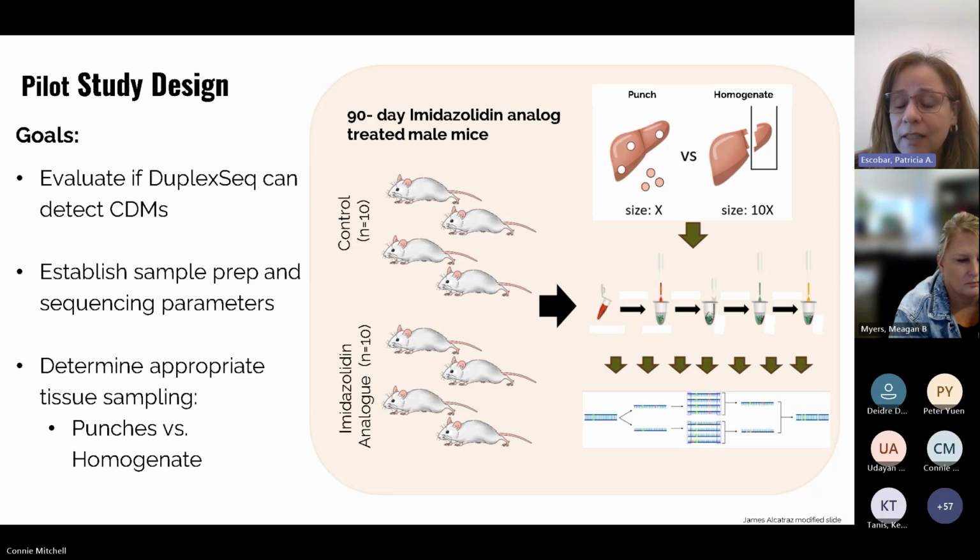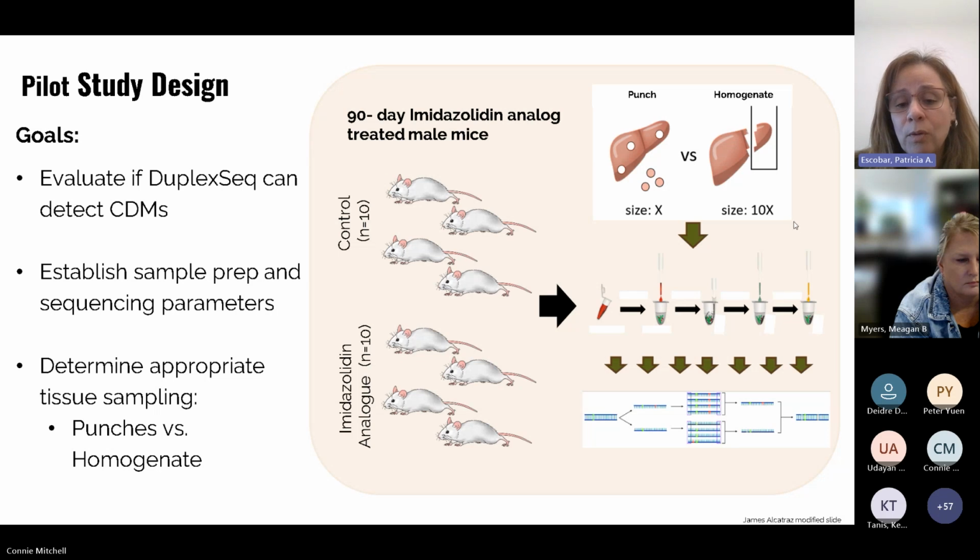And fortunately, there was enough tissue that we were able to use it and make that part of our study. On the right-hand side, you can see the idea of the study design. We had enough liver, so we created criteria for how we would make punches of those livers, and then how we would get a homogenate.